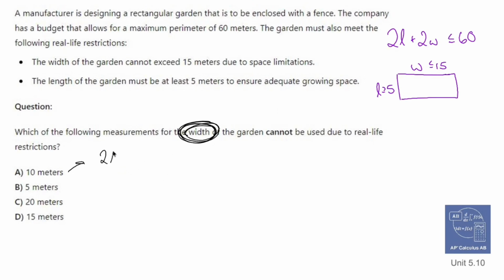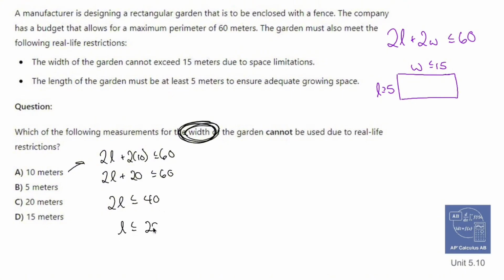So 2L plus 2 times 10 has to be less than or equal to 60. Okay, and while doing this, we are trying to make sure that our length is greater than or equal to 5. So 2L plus 20 is less than or equal to 60. Quick math, I'm not going to show my work. Subtract 20, 2L is less than or equal to 40, right? Divide by 2, L is less than or equal to 20.